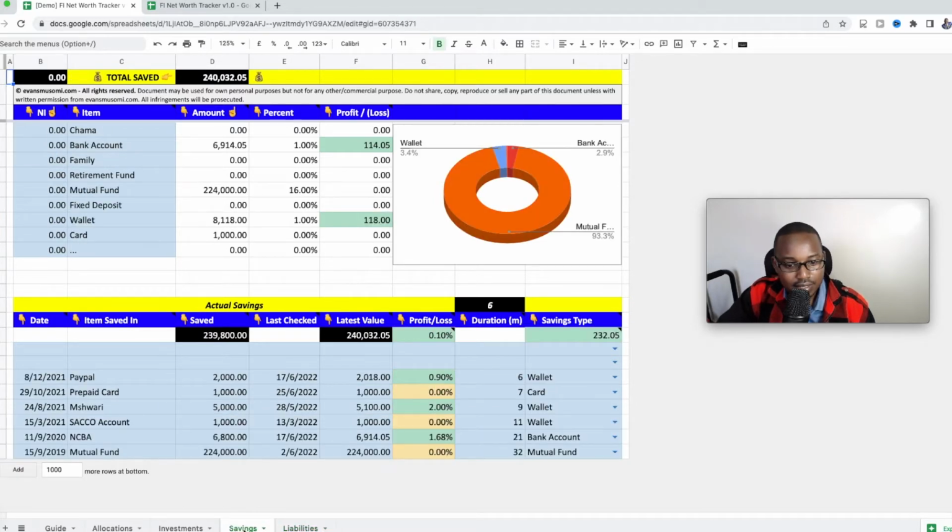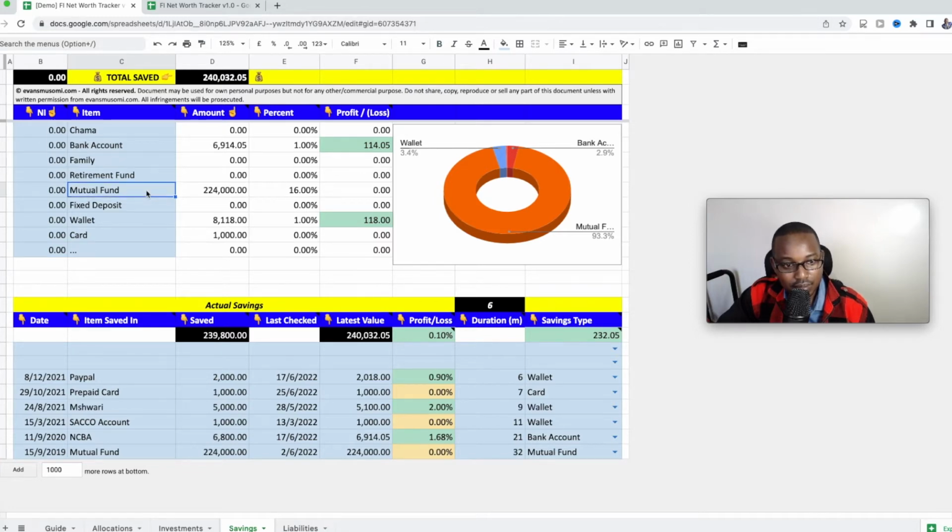The next sheet is savings. This is very similar to the liabilities one. So we have the key categories here. He doesn't have anything in his Chama. He has some money in his bank account. Doesn't have any savings with family members or retirement fund.